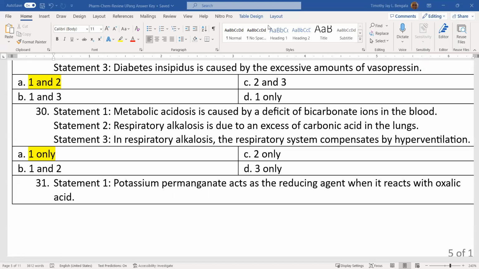Next is number 31. Potassium permanganate acts as the reducing agent when it reacts with oxalic acid. So that is incorrect. Nabanggit na natin, no? Pag meron kang oxidizing agent, meron siyang magiging kapartner na reducing agent naman. So dito, in our case, oxidizing agent yung permanganate, reducing agent si oxalic acid, kapartner niya.